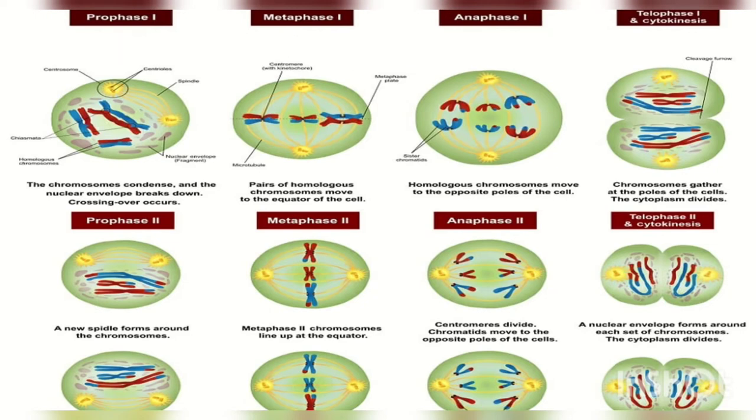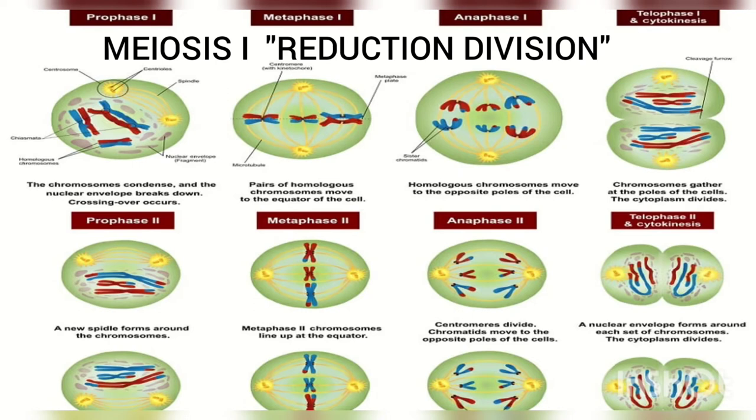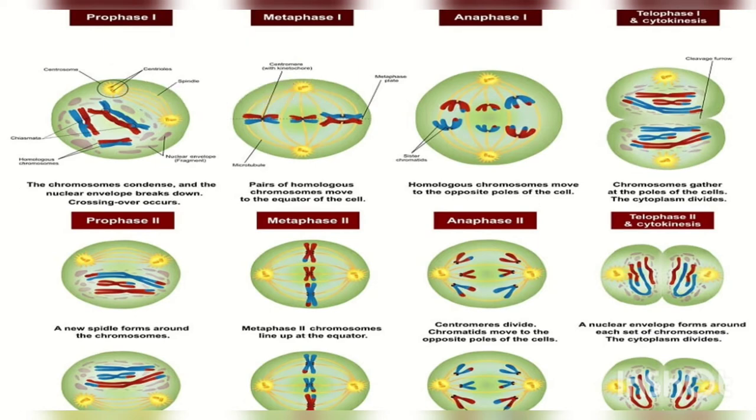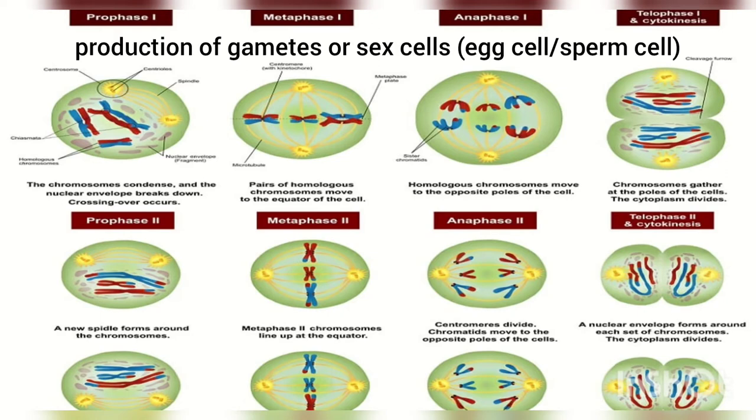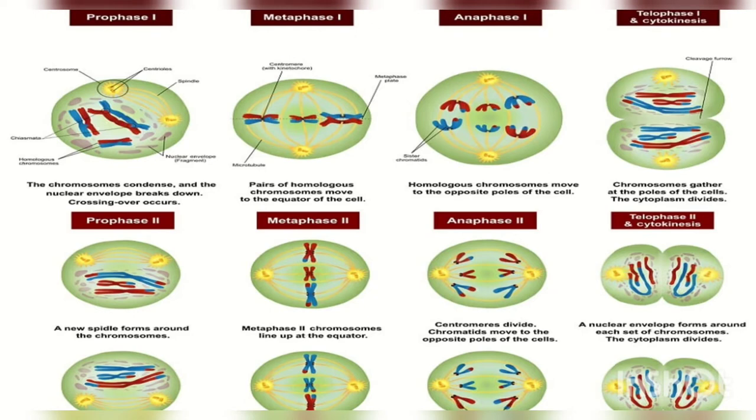Meiosis has two important stages of division, meiosis 1 or reduction division, and meiosis 2. Meiosis 1 concentrates on reducing the diploid chromosomal number to haploid, while meiosis 2 focuses on producing four daughter cells, each carrying haploid chromosomes. When a cell finishes gap phase 2, it can proceed to the process of meiosis. Remember that meiosis is intended for the production of gametes or sex cells. The figure shown on the screen is the process of meiosis.